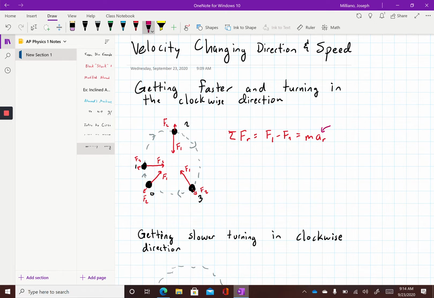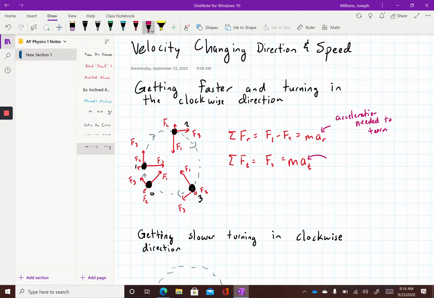So this is the acceleration needed to turn. However, these forces will not make the object get faster or slower. And so we're also going to need something in the direction we are moving. So we're also going to have a force F3 in that tangential direction that is always in the same direction as the velocity. If we add up the forces in the tangential direction, we end up with just force F3 as I've drawn it, and that's going to be equal to mass times the tangential component of the acceleration.